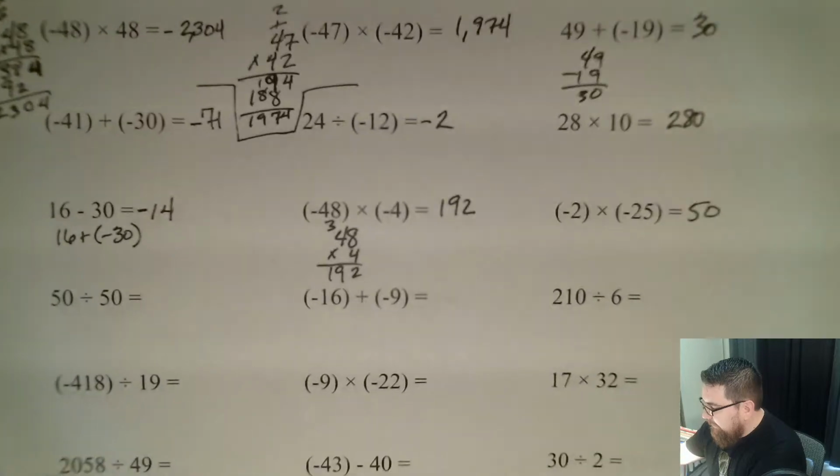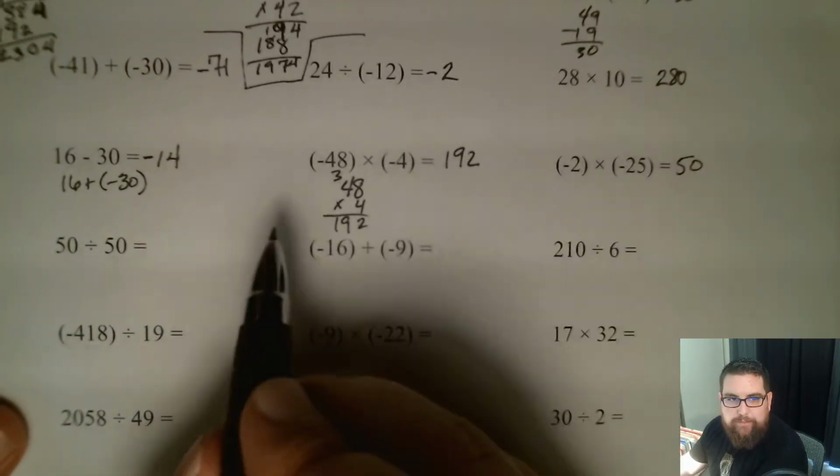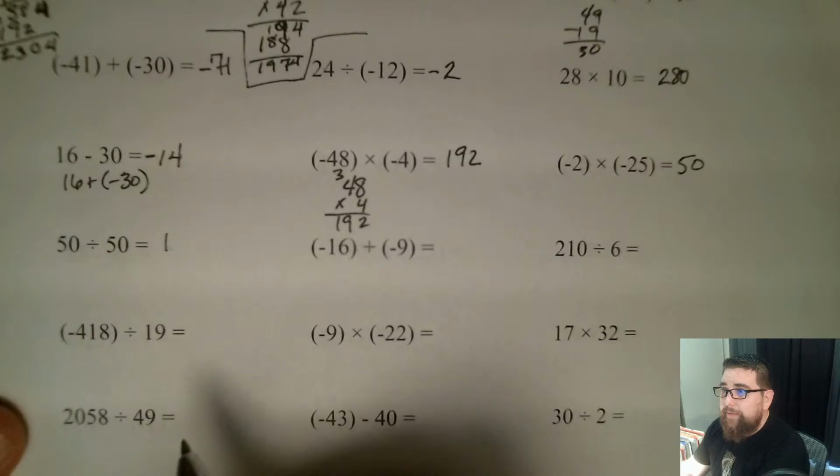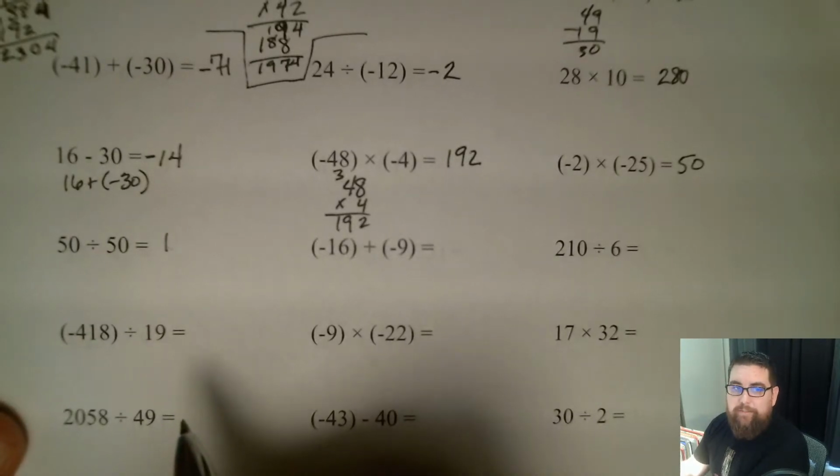All right, you can start kind of telling that this is a randomly generated worksheet because 50 divided by 50 is 1, because anything divided by itself is 1. So that made it easy.